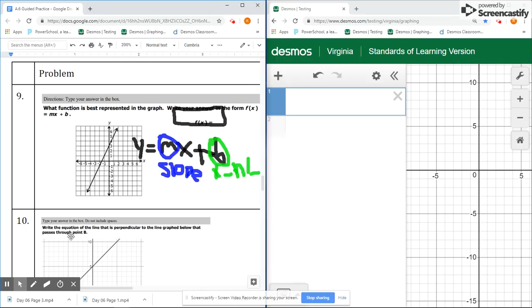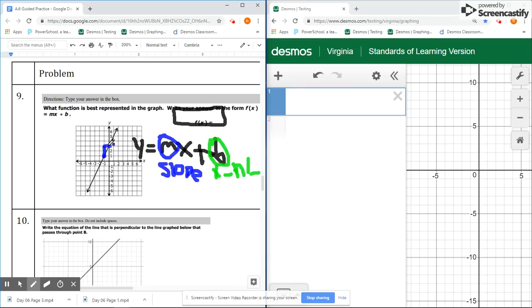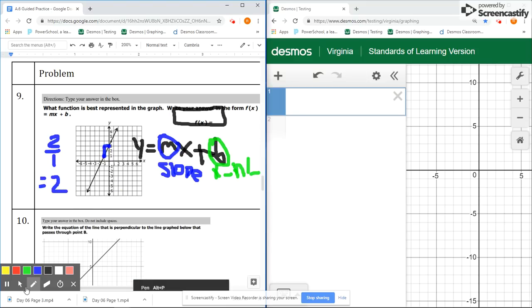So if we look at 2 nice points here for our slope, here's a nice point, and here is a nice point. So we go up 2 over 1. So our slope should be 2 over 1. We go in the positive direction for y and the positive direction for x, and that's just going to equal 2. So our slope should be 2. Our y-intercept is where we touch the y-axis, which is here. It looks like our y-intercept is 3. So our equation should be y equals 2x plus 3.